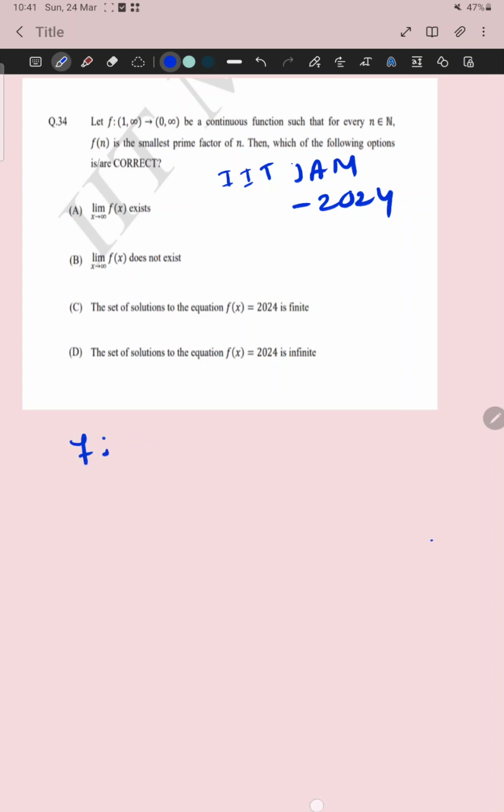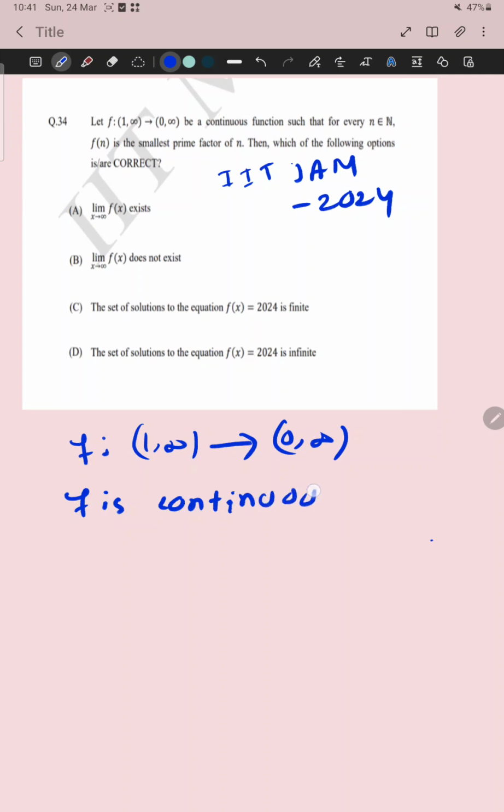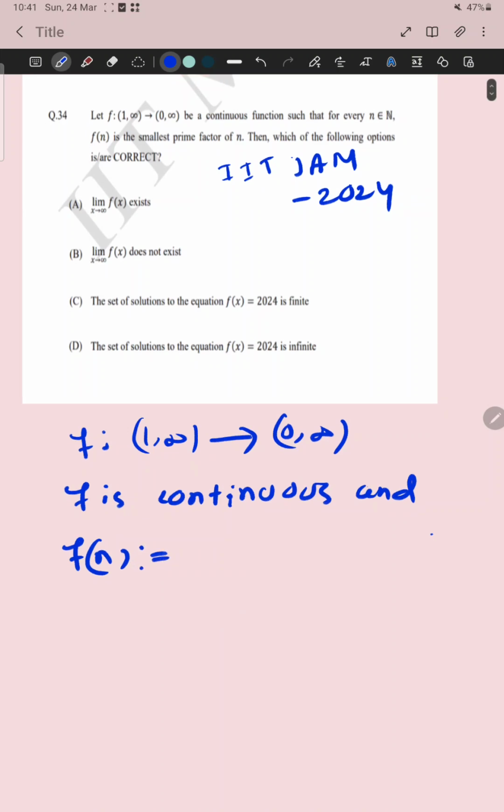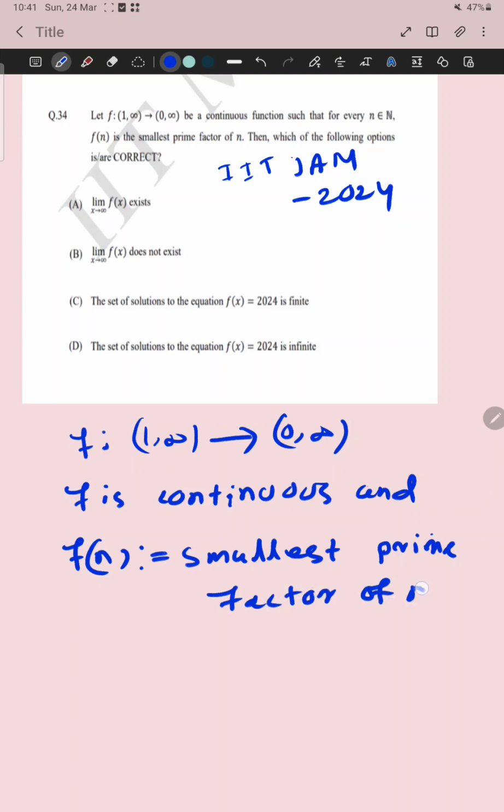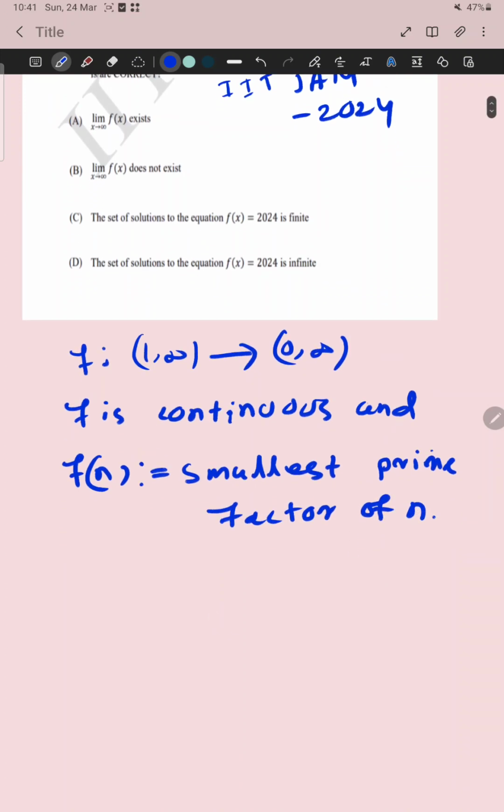f is a mapping from the interval [1, infinity) to the interval (0, infinity). f is continuous, and f of n, when n is a natural number, is defined in this way: f of n is equal to the smallest prime factor of n. So let us realize this property by taking some examples.